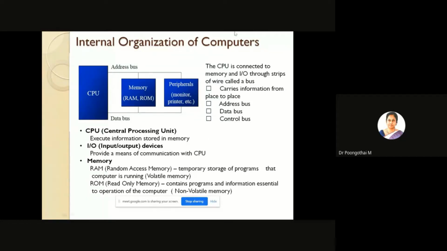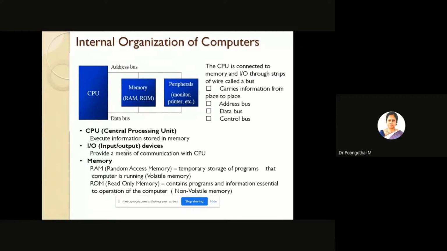Actually, the internal working of every computer system can be broken down into three main components. One is the CPU, the second component is memory, and the third one is the peripheral. The CPU may be your microprocessor or microcontroller. The role of this component is to execute information stored in memory. This information can be your data or instruction.